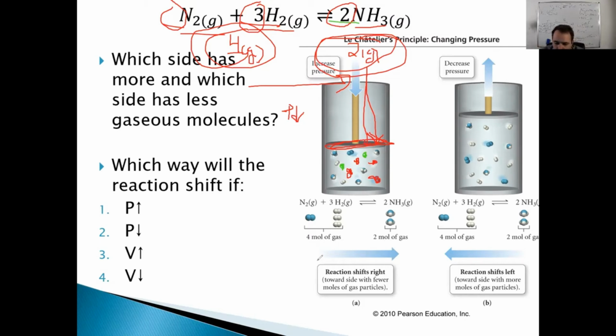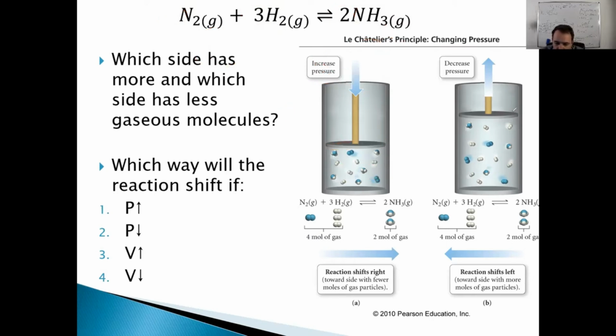Conversely, if we would decrease the pressure, so if we'd increase the volume and decrease the pressure, these guys now have more space to fly around. If I decrease the pressure, the system's going to try and bring the pressure back up. It's going to try and undo what you just did. And the way it can bring the pressure back up is to shift to the side with more gaseous equivalents. The left has 4, the right has 2. So it would shift to the left side in this case. So I would lose NH3 and I would gain N2 and H2. So I would go to the left.